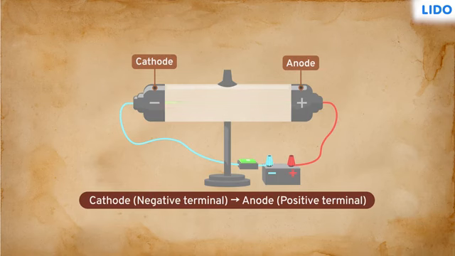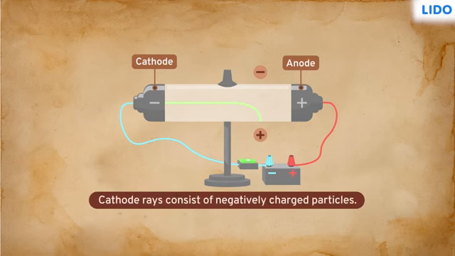To study the properties of these cathode rays, J.J. Thomson conducted a few different tests. In the same experimental setup, he applied an electric field. He observed that the rays changed their path under the influence of the electric field. They showed deflection from the negative charge. This led to the conclusion that the cathode rays consist of negatively charged particles.